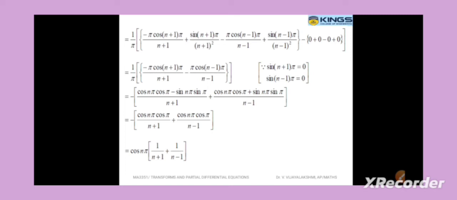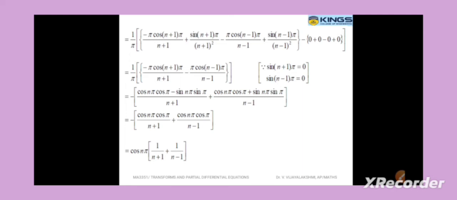And the third one is as it is, minus pi cos of (n minus 1) pi divided by n minus 1. And for the last term, the last term is sine of (n minus 1) pi. The sine of any multiple of pi is 0, so the last term becomes 0. Okay, so 1 by pi.